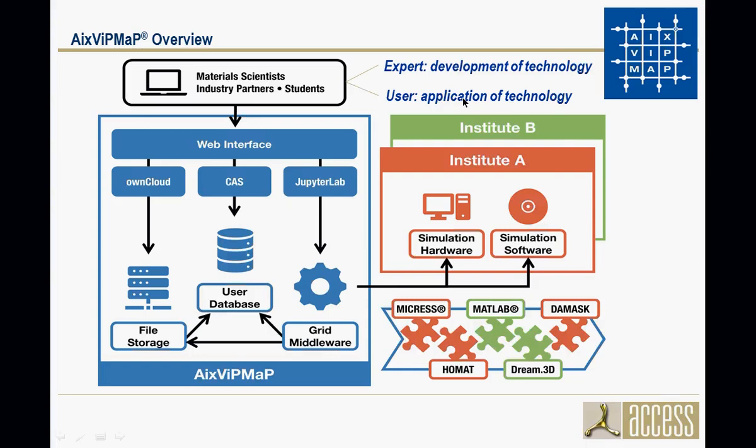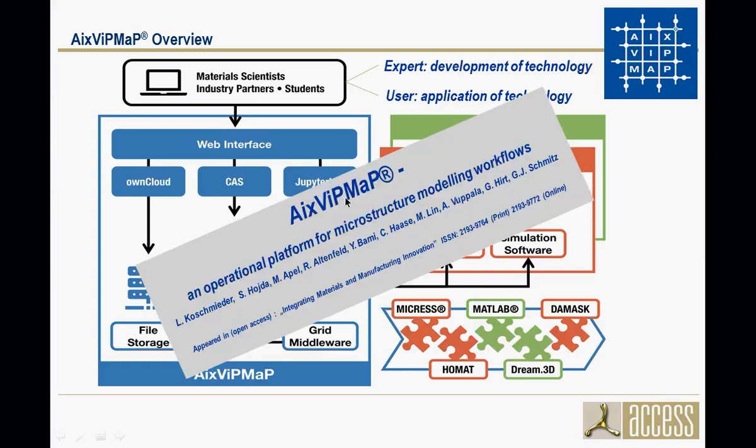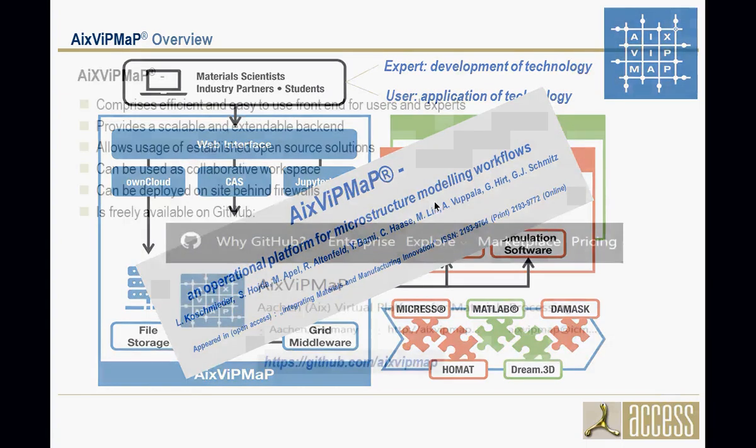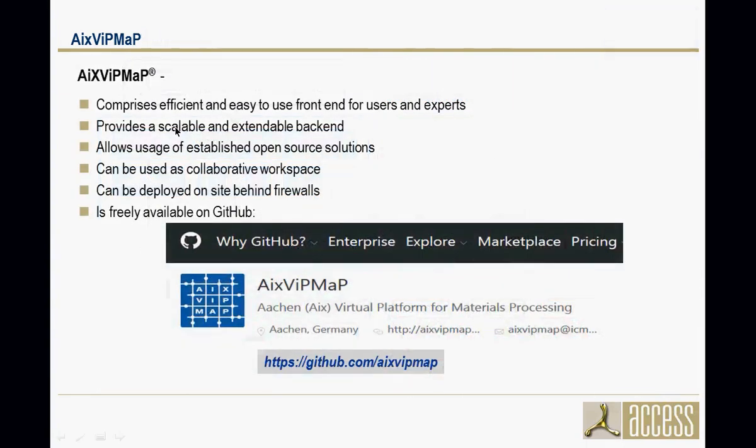onto that pre-configured workflow. The nice story is that this XWIPMAP now is operational, and everybody can use it for free, so you find it on GitHub. And a paper appeared recently in a journal called Integrating Materials and Manufacturing Innovation, and you can find it online. It's open access. The XWIPMAP comprises different tools and so on. It can be used as a collaborative workspace, and it is freely available on GitHub.